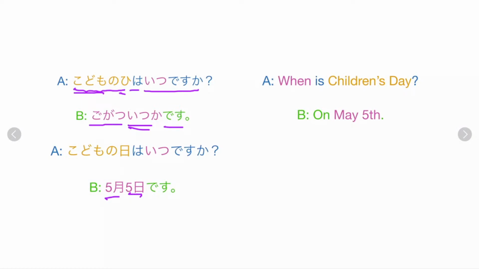So 子供の日は5月5日です. Okay. And I think Children's Day is different depending on the country. As far as I know, the United States does not have a dedicated Children's Day. In India, where I grew up, it was November 14th.